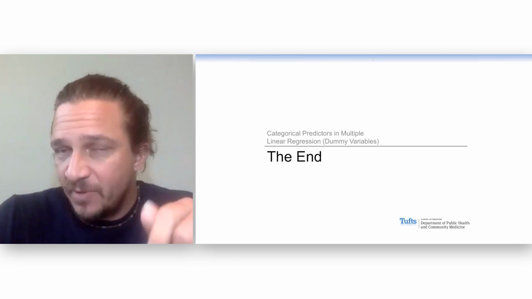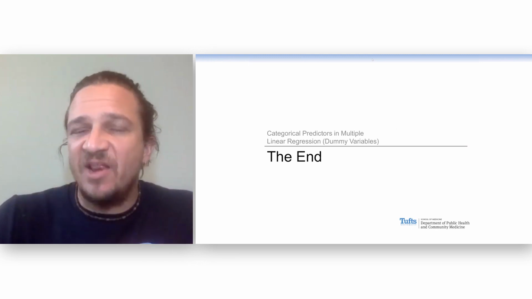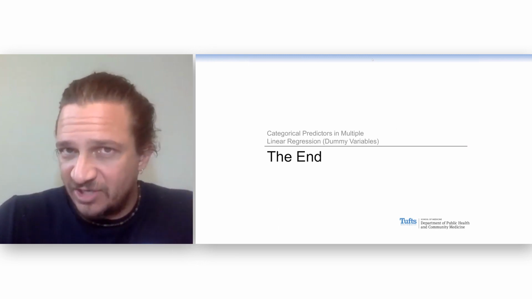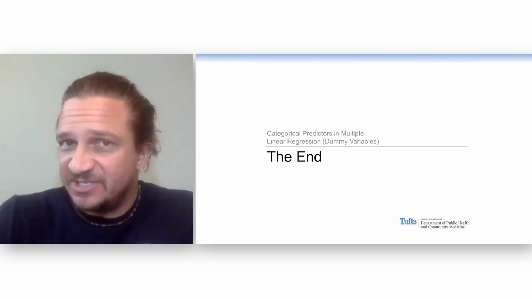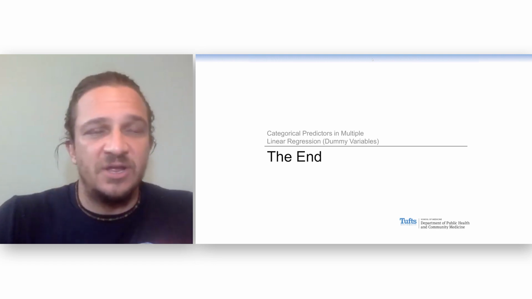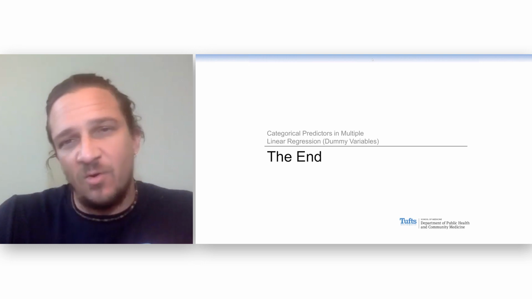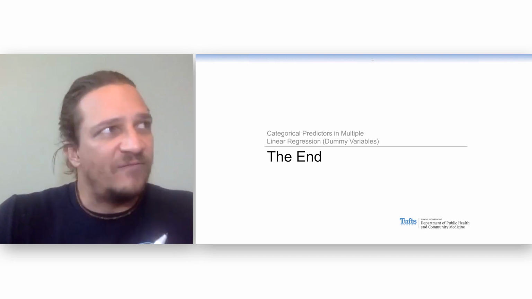So to recap, you cannot put a categorical variable into a regression model unless you first make binary variables, and this is called dummy or indicator reference level coding.